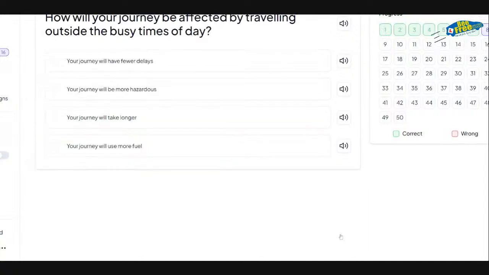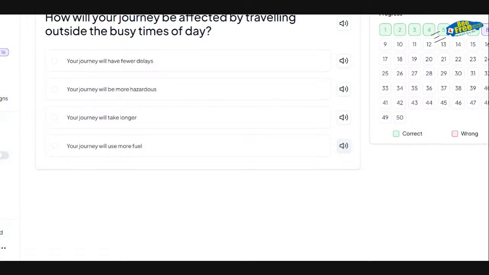Got it right. How will your journey, I'll read this one out since I've started. How will your journey be affected by traveling outside the busy times of day? Your journey will have fewer delays. Your journey will be more hazardous. Your journey will take longer. Your journey will use more fuel.